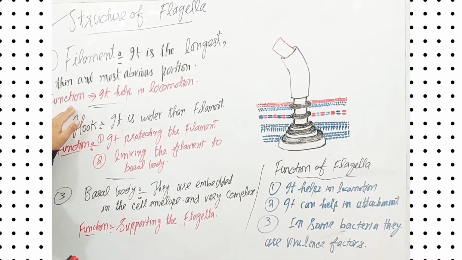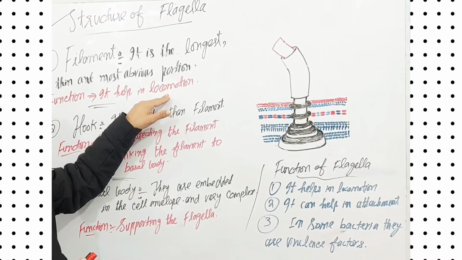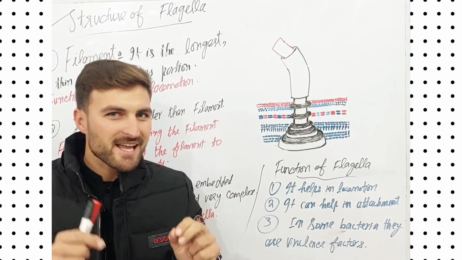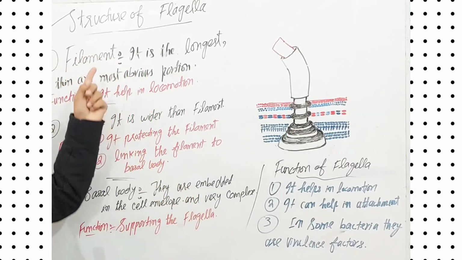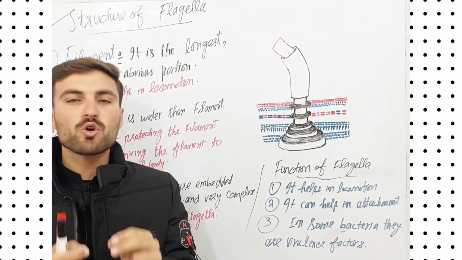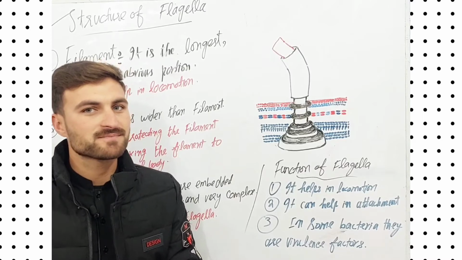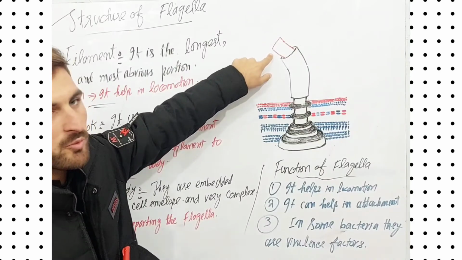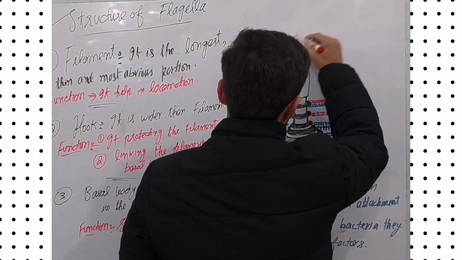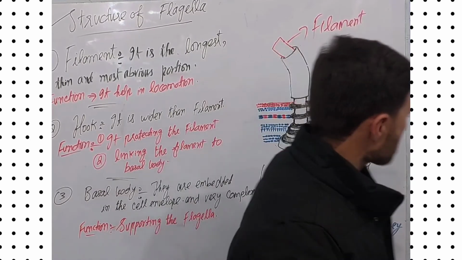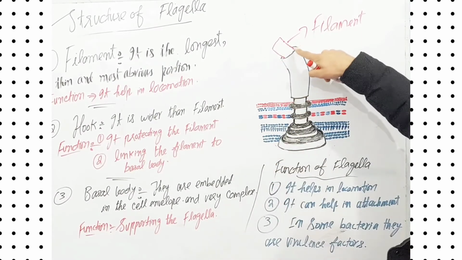Now what is the function of filament? The function of filament is that it helps in locomotion. When bacteria are going from one side to the other side, actually the flagella is helping. This portion which is filament helps in the motion or locomotion of the bacteria. Now let's show it here. This portion which is here, this is filament. This one is filament.